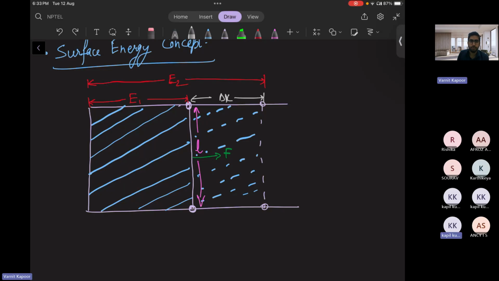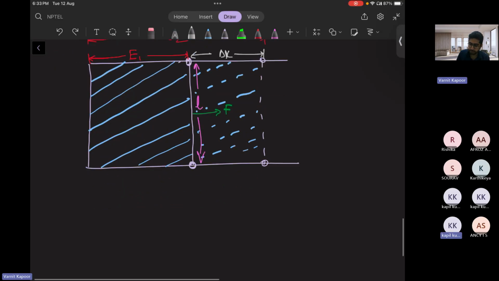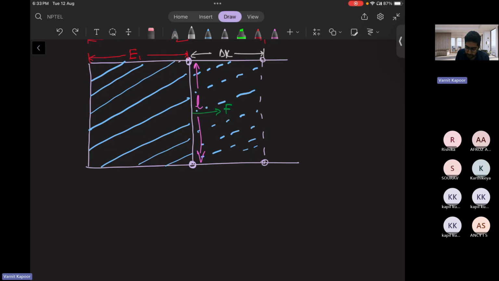L into delta x. Okay, great. So the total increased area is nothing but length into width. That is delta x. Delta x is your width and length is this. The length into width is the area of a rectangle, so it will be L into delta x.